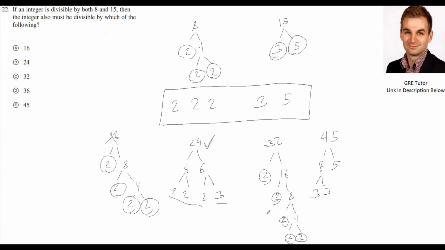So as you can see, all of these go above and beyond what we know about this number, which is that whatever this number is, it's divisible by 8 and 15, which means it's divisible by 2, 2, 2, 3, 5. This is part of this bigger number's prime factorization. And we can already see that 24, when you break it down, fits within what we already know about the prime factorization of the larger number. So therefore we know that the larger number is divisible by 24. So we're going to go with B as our answer.